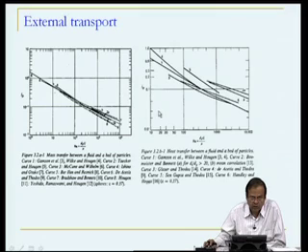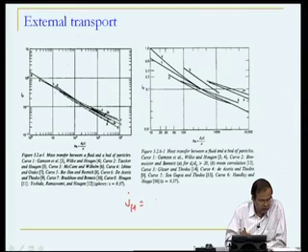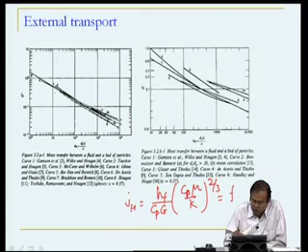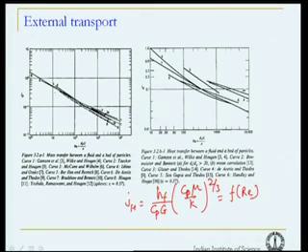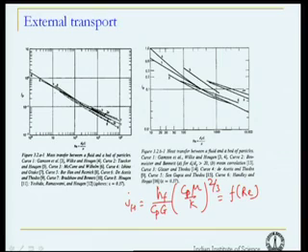When it comes to heat transfer, we could have a similar argument, except with JH. JH for heat transfer is defined as hf by Cp into G, into Cp mu by k, that is the Prandtl number raised to 2/3, which is also a function of Reynolds number. And you can see once again a different correlation that different researchers have found between these two factors.